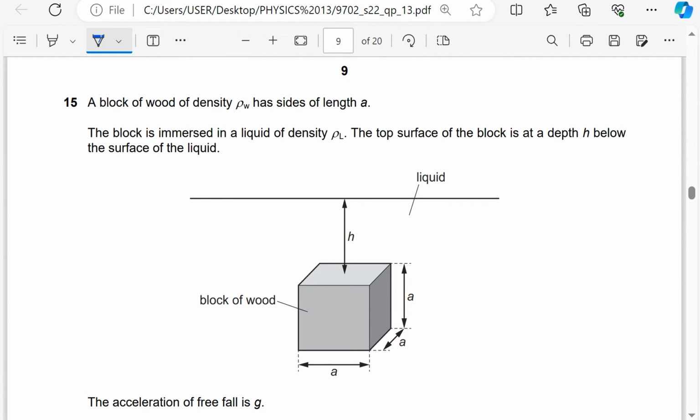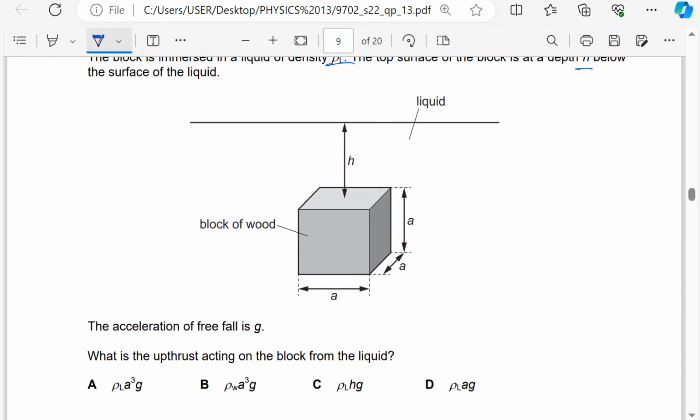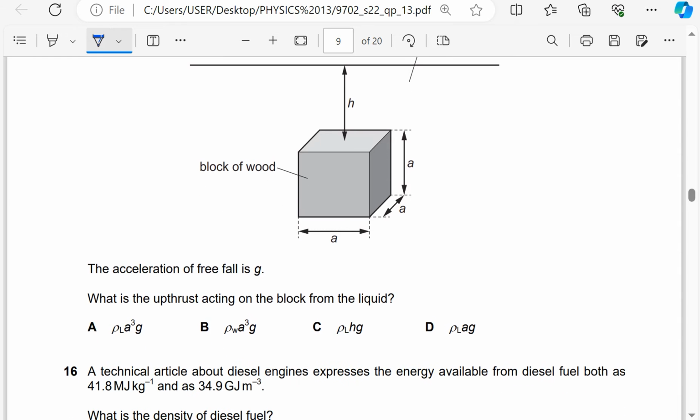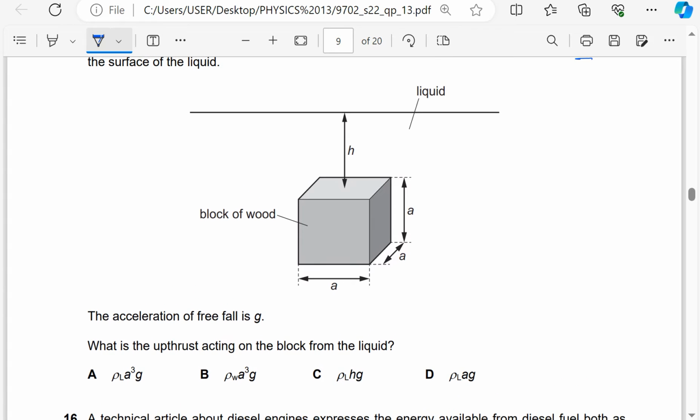A block of wood of density rho W has sides of length A. The block is immersed in a liquid of density rho L. The top surface of the block is at a depth H below the surface of the liquid. So it is fully submerged. That means the change in pressure is going to be a constant. The acceleration of free fall is g. What is the upthrust acting on the block from the liquid?